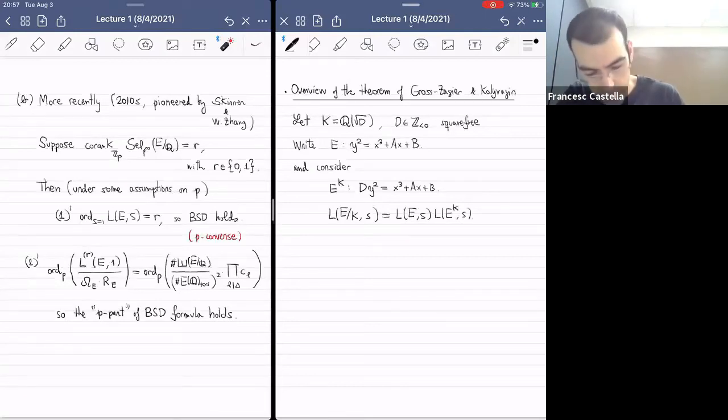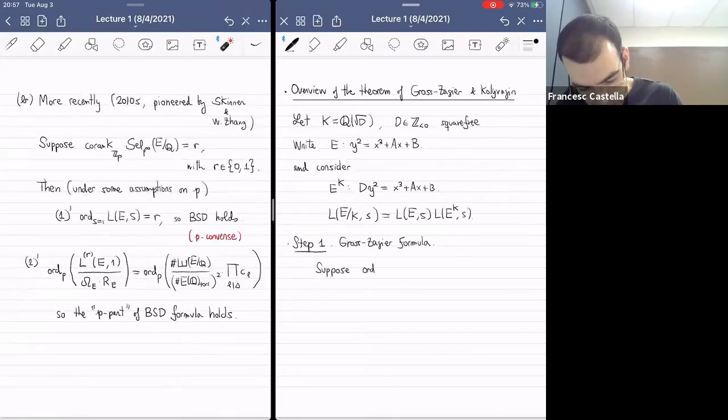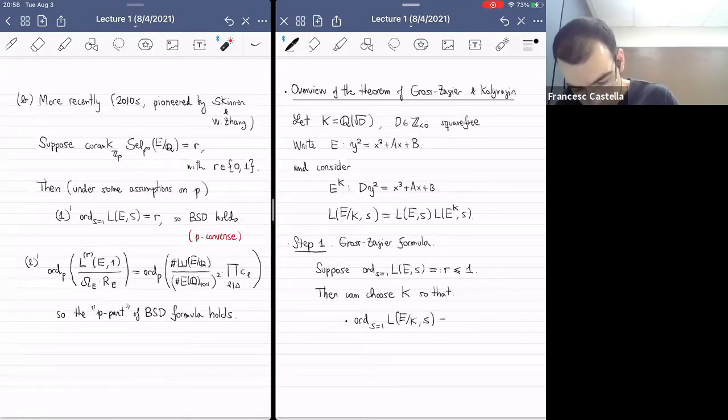So the first step in this theorem is the Gross-Zagier formula. Suppose, as we had in the theorem, that the order of vanishing at s equal to 1 of the L-series of E, let me call it r, is less than or equal to 1. Then we can choose this K so that the following two hold. On the one hand, the L-series of E base change to K vanishes to order precisely 1.